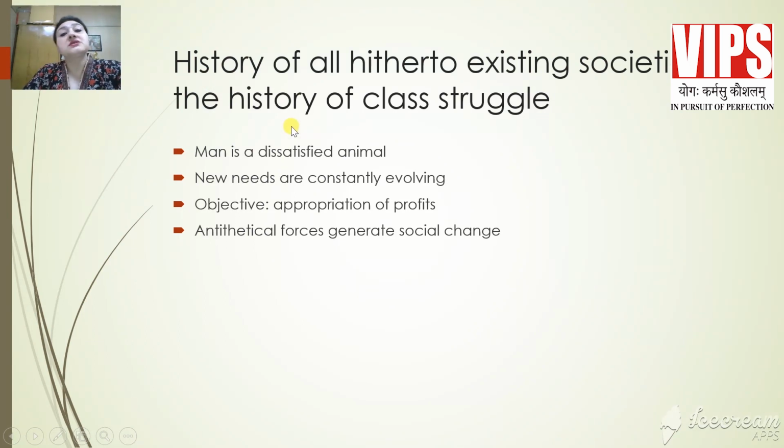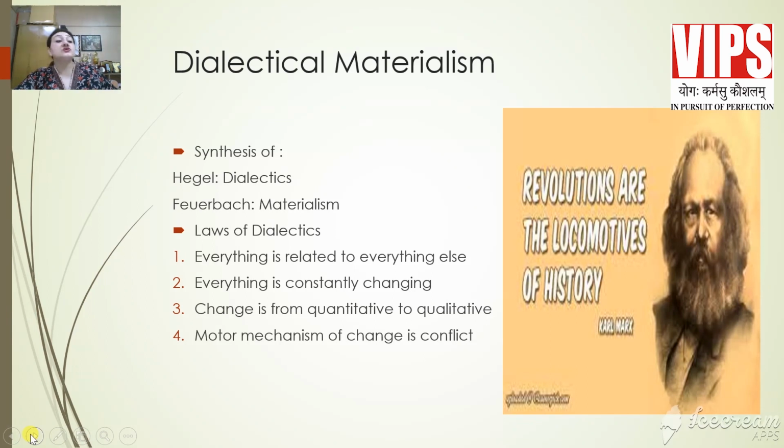This class struggle till capitalism is between the existent haves and the emerging haves, and post-capitalistic, or from the capitalistic period to be more precise, the structure is such that the struggle is between the existent haves and the existent haves not. This is primarily because the only objective of a capitalist is appropriation of profits to the maximum. And this is the cause of dialectics, in the simple sense that there are certain antithetical forces which are generating tensions, and these forces are referred to as dialectics, and this particular transition is referred to as dialectical materialism.